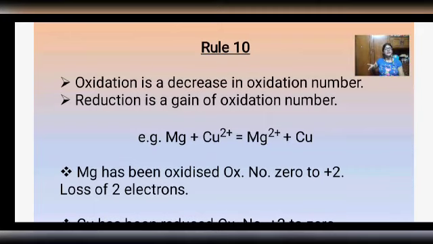Oxidation is a decrease in oxidation number. As I said when I started my lecture, oxidation is manifested by the decrease in oxidation number and reduction is manifested by the gain in oxidation number. Let us consider a reaction.